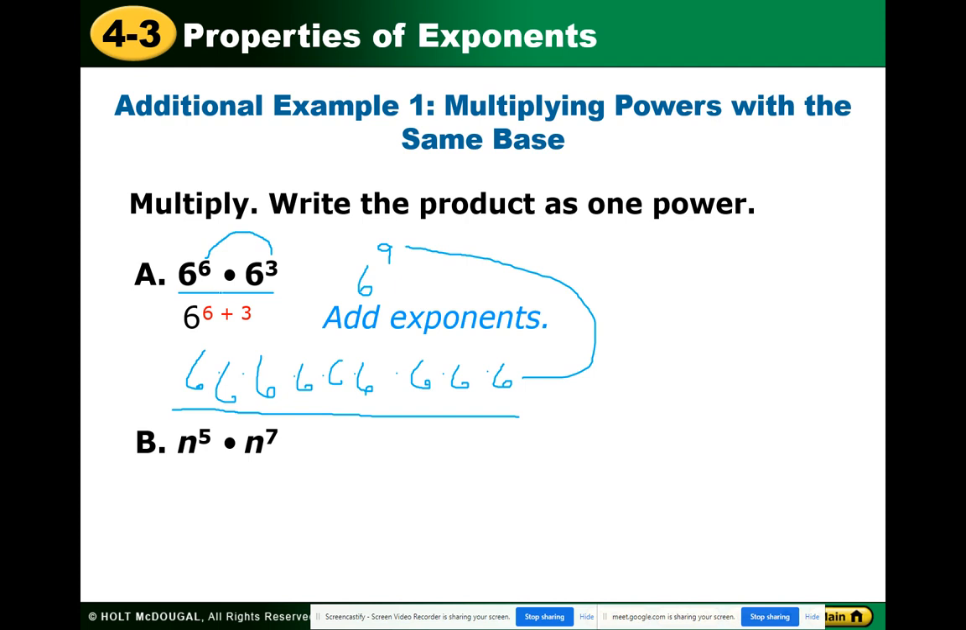All right, Michaela, as we look at this one, B, are the bases the same? Yes, so what is our answer then, ma'am? If we're multiplying these things, what do we do with the exponents? Nice job, Michaela. n to the 12th. If I would write n to the 5th out, I'd write n 5 times, right, guys? n to the 7th, I'd write n 7 times. That's 12 n's. That's why we can just add those. And yes, ma'am.